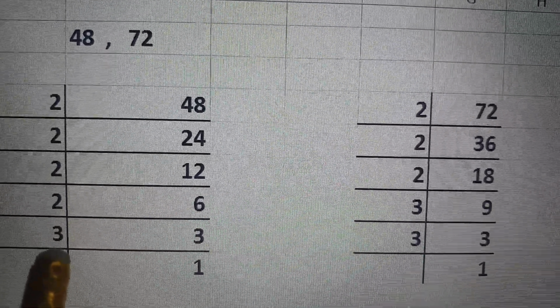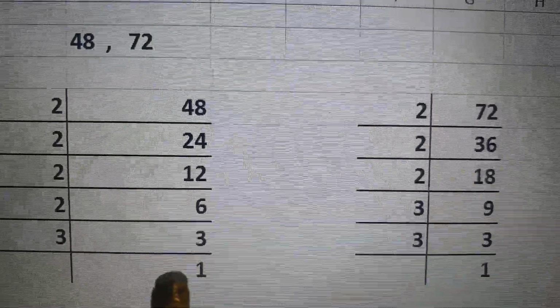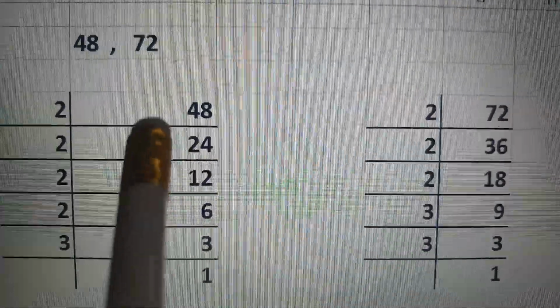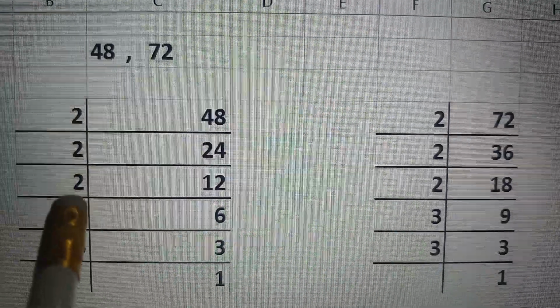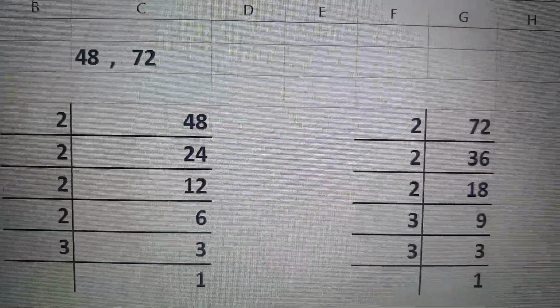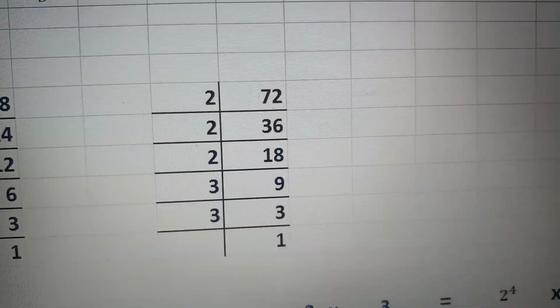So we'll take the next prime number, that is 3. And 3 ones are 3. So the prime factors of 48 are 2 into 2 into 2 into 2 into 3. Now come to the number 72.